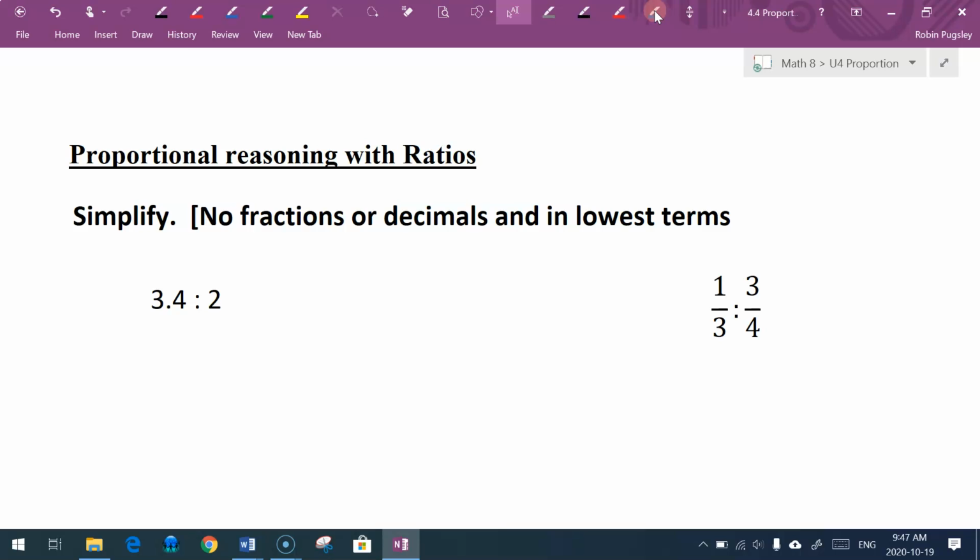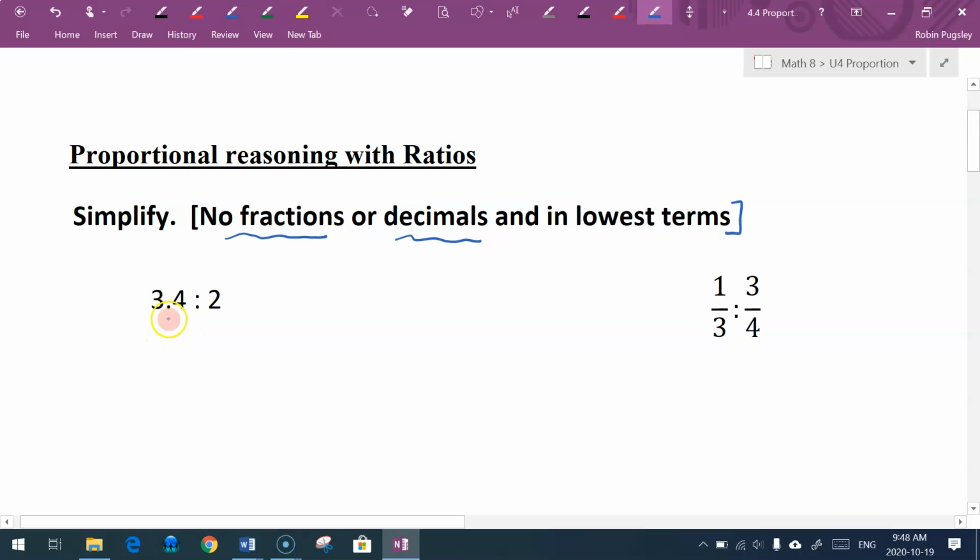So 3.4 as compared to 2. We want to simplify these ratios. So when I say simplify, I mean your final answer has no fractions or decimals, and it's in lowest terms. In other words, there is no GCF that goes into both of them. For example, in the first one, 3.4 is a decimal, so it's not in lowest terms. So I need to eliminate the decimal, and with a ratio or a fraction, whatever you do to one side, you must do to the other. You could double it, triple it, quadruple it, anything you like.